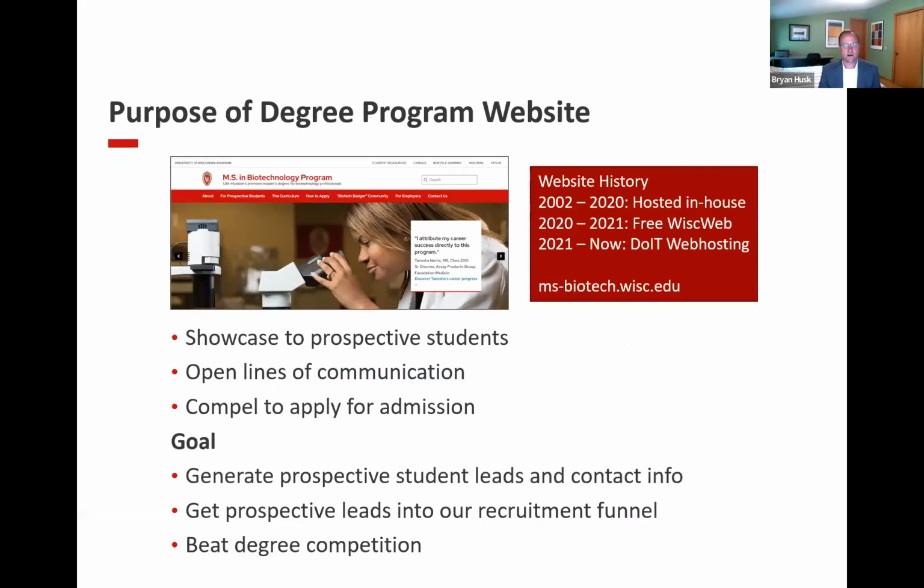So let's get started. The purpose of our program's website is to connect with students, to showcase the degree, open lines of communication, and ultimately to compel people to apply for the degree. Our website was the primary calling card for our new program that we launched in 2002, and we hosted it in-house on our own local server for 18 years. Anybody who's lived a long time somewhere knows it's hard to move out and transition, but that was necessary.